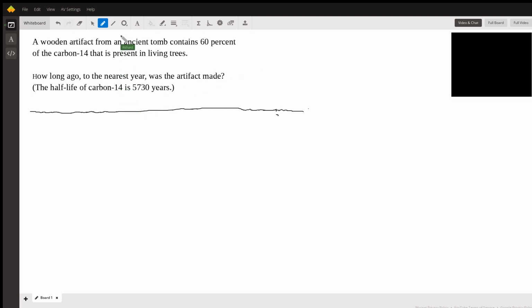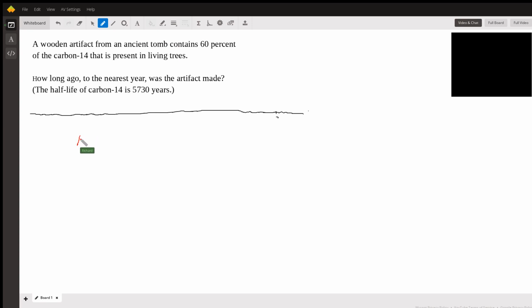The general formula for the half-life is what I'm going to start with. So the ending amount is equal to the starting amount times 1/2 raised to the t over h, where h is the half-life and t is the elapsed time.